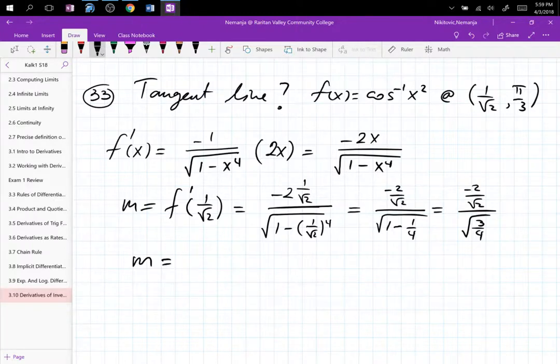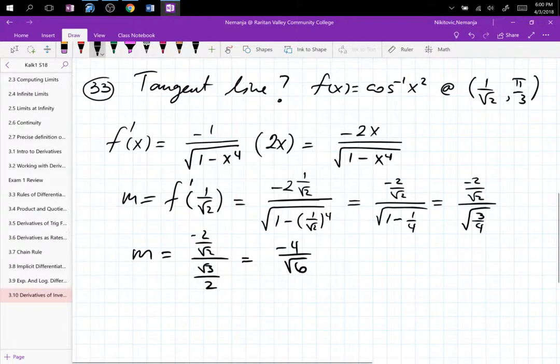So now what's our slope? It's -2 over root 2 divided by root 3 over 2. And when you combine all of this, you get -4 over root 6. -4 over root 6, and you have the slope.